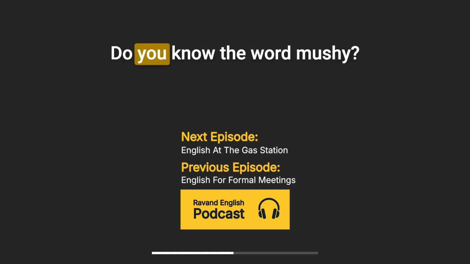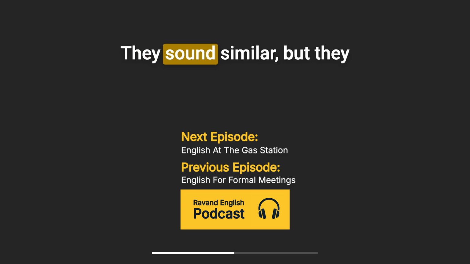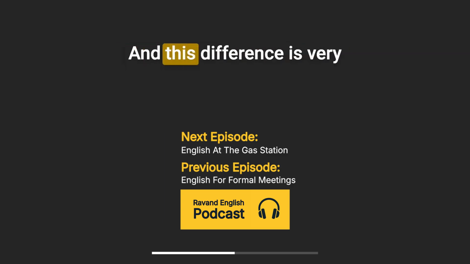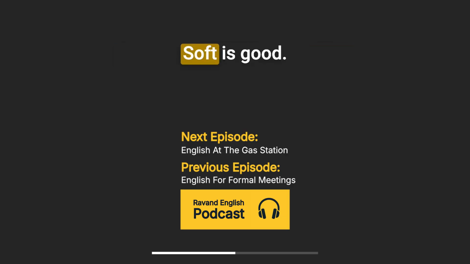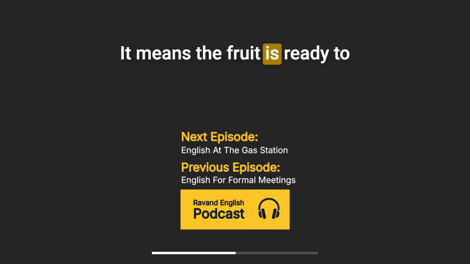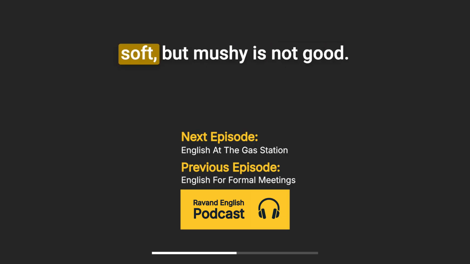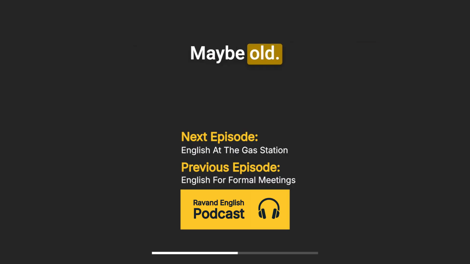Perfect. Do you know the word mushy? And how about soft? They sound similar, but they do not mean the same thing. And this difference is very important when buying fruit. Soft is good. It means the fruit is ready to eat and has a nice texture. For example, this peach is soft, but mushy is not good. It means the fruit is too soft, almost broken, maybe old.